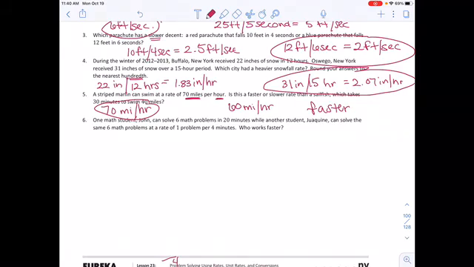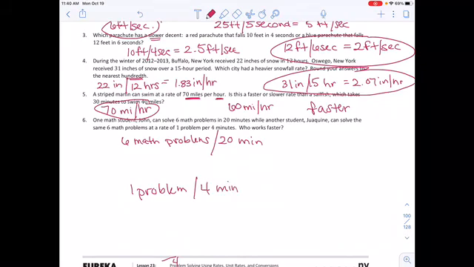One math student, John, can solve 6 problems in 20 minutes. 6 math problems per 20 minutes. While the other one can solve math problems at a rate of 1 problem per 4 minutes. So I'll write that differently. 1 problem per 4 minutes. Who works faster? So again, there's a couple ways to solve this. I could do 6 divided by 20 to find the unit rate.